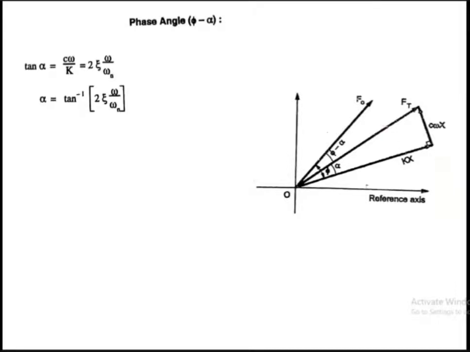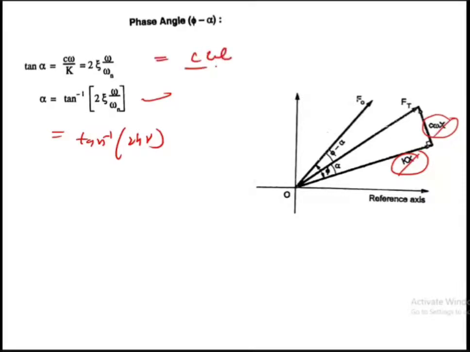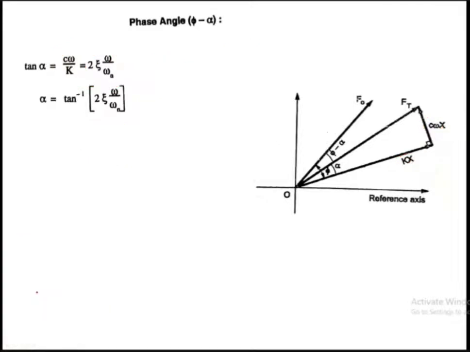From this vector diagram, we know that alpha is equal to tan inverse of 2 zeta r, because tan alpha is the opposite side c omega x upon the adjacent side kx. X and x get cancelled, remaining c omega by k, which is nothing but 2 zeta r. Try to keep this in mind, I have already derived that c omega upon k is equal to 2 zeta r. Okay, now what is phi?